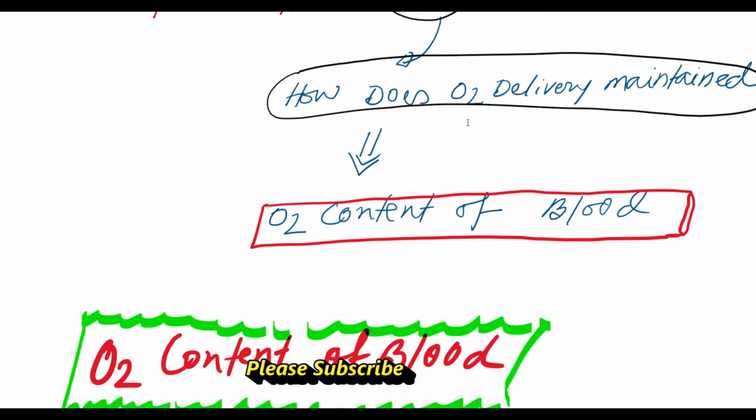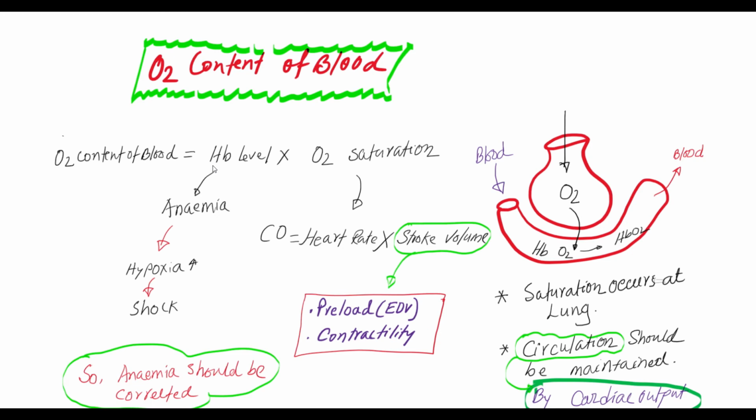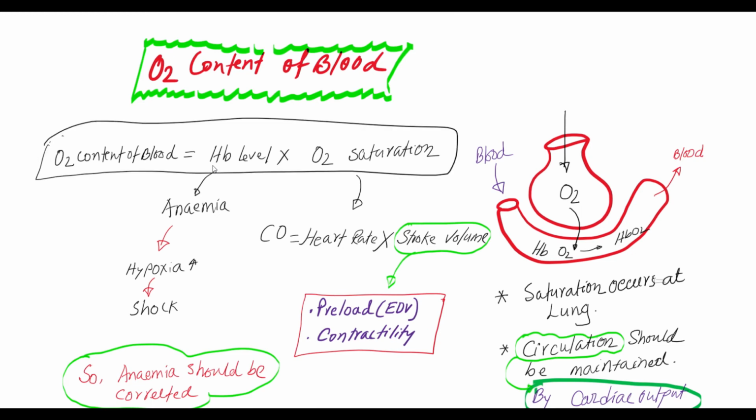The oxygen delivery at the tissue level is maintained by the oxygen content of the blood. The new term is oxygen content of the blood. Now we should have a clear conception about the calculation or measurement of oxygen content of the blood, or the question should be like this: how is oxygen content of the blood maintained? This is the equation of oxygen content of blood. Oxygen content of the blood equals hemoglobin level times oxygen saturation of the blood.